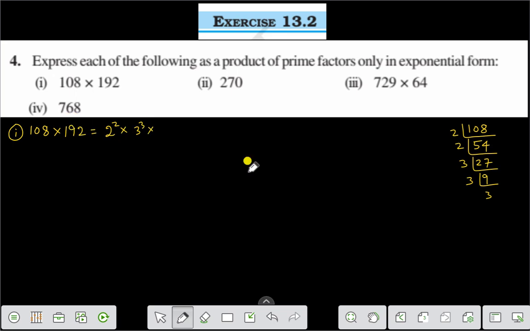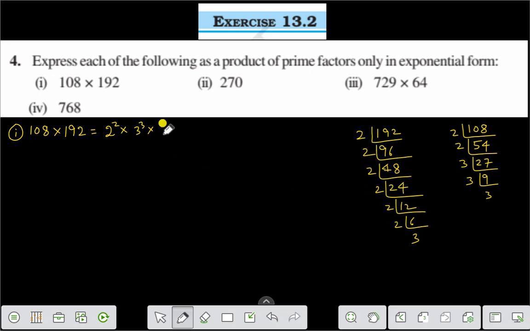We will find 192. Divided with 2. 2 9 is 18. 2 6 is 12. Again by 2. 2 4 is 8. 2 8 is 16. Again by 2. 2 2 is 4. 2 4 is 8. Again by 2. 2 12 is 24. And 2 6 is 12. 2 3 is 6. 2 3 is 6. How many 2's? 1 2 3 4 5 6. That is 2 to the power 6 into 3.